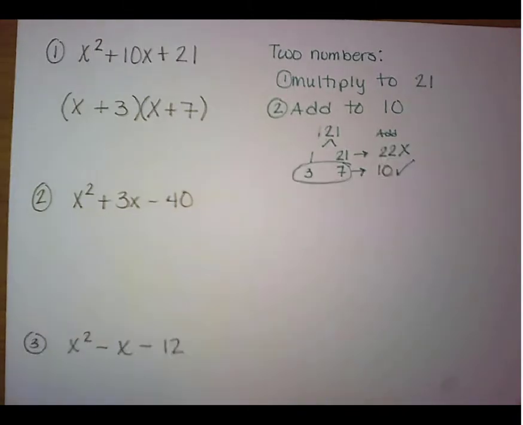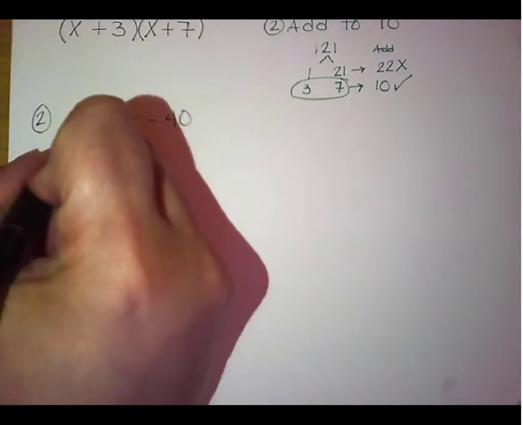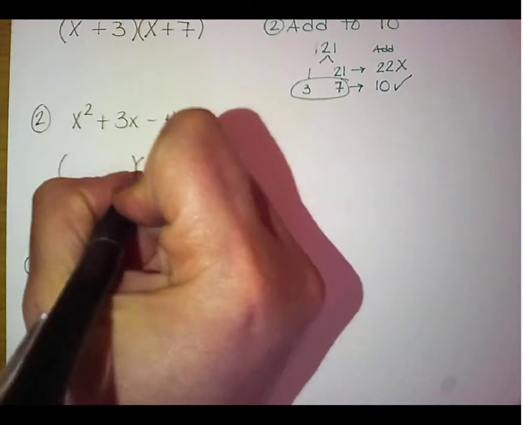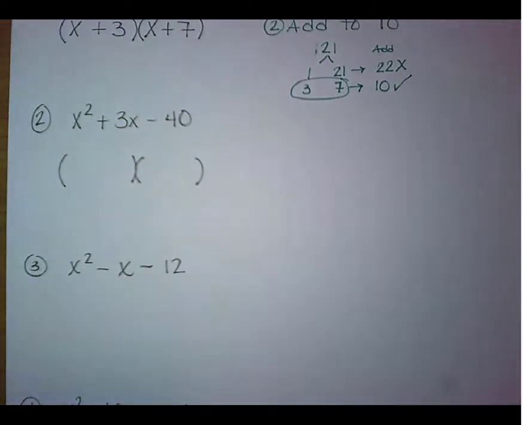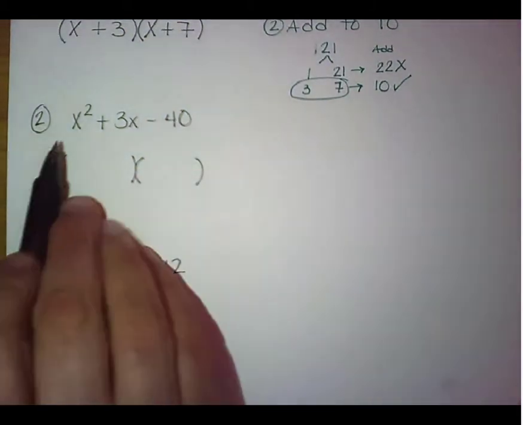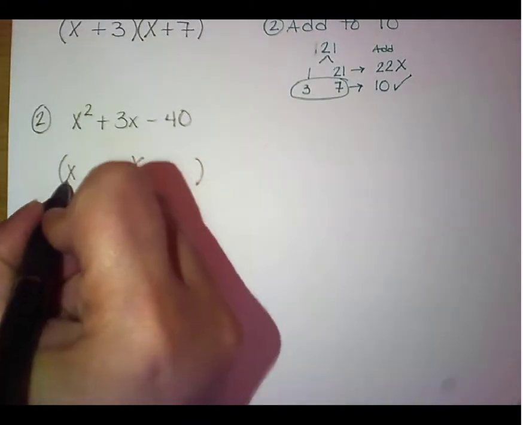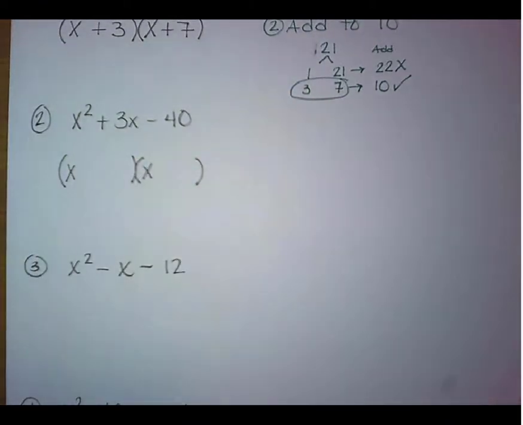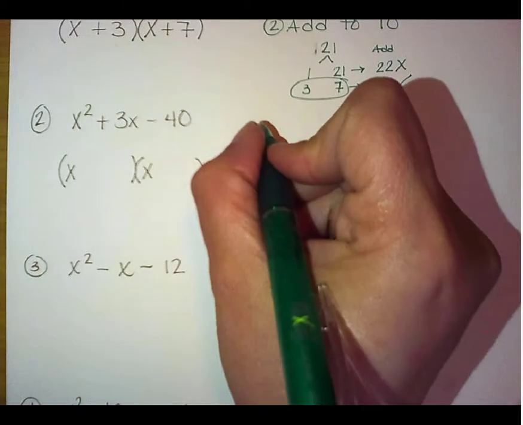So let's look at the next problem. Again, I'm going to start off putting my two parentheses because I know that that's what I want my final answer to be. Again, I have an x squared, so I know that I'm going to lead off with an x on both of these. Okay, so I'm going to come over here. I need two numbers.